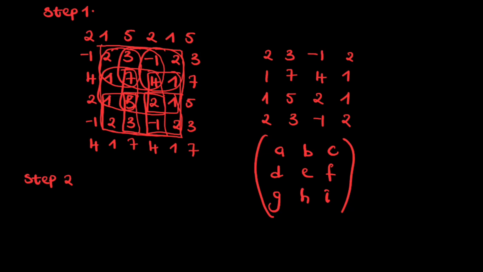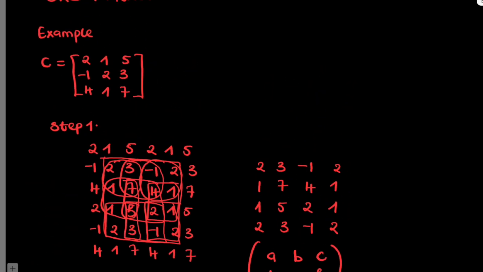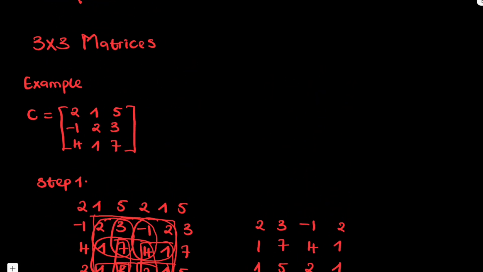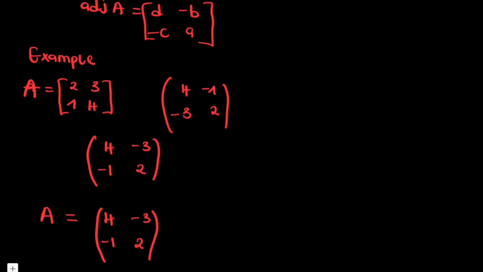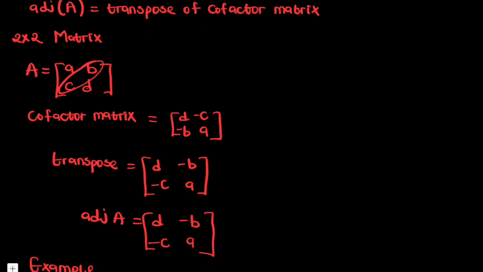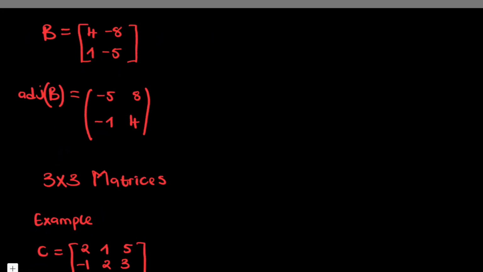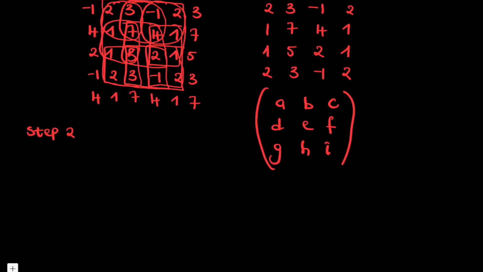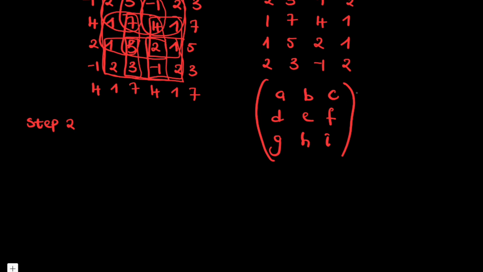So remember the formula to find the adjoint. The adjoint was simply the transpose of the cofactor matrix. So if this A, B, C, D, E, F, G, H, I is now our final cofactor matrix, now we have to get the transpose of this. That will give us the adjoint. So that is how we look for the adjoint of a 3 by 3 matrix. So that was our first step.